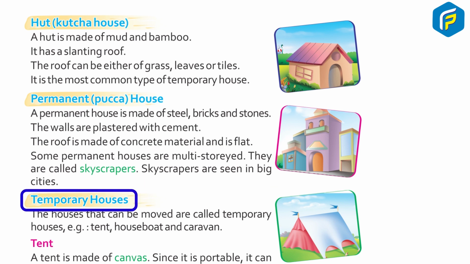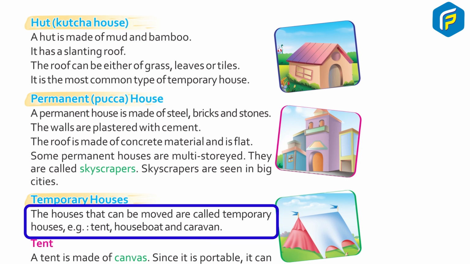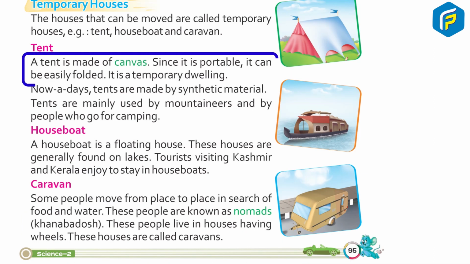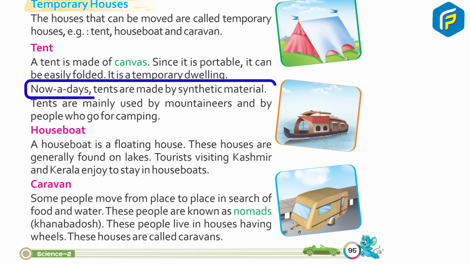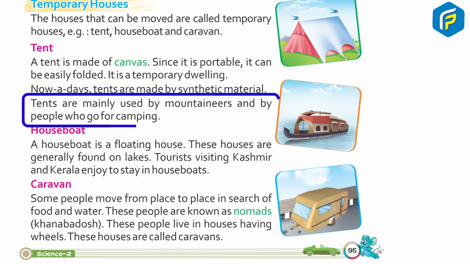Temporary houses. The houses that can be moved are called temporary houses. Example: tent, houseboat and caravan. Tent. A tent is made of canvas since it is portable. It can be easily folded. It is a temporary dwelling. Nowadays, tents are made of synthetic materials. Tents are mainly used by mountaineers and by people who go camping.